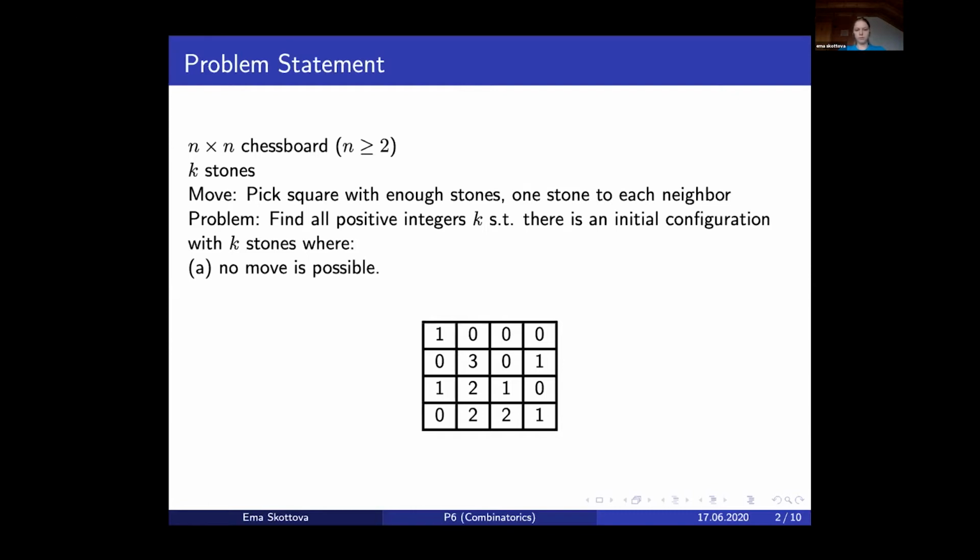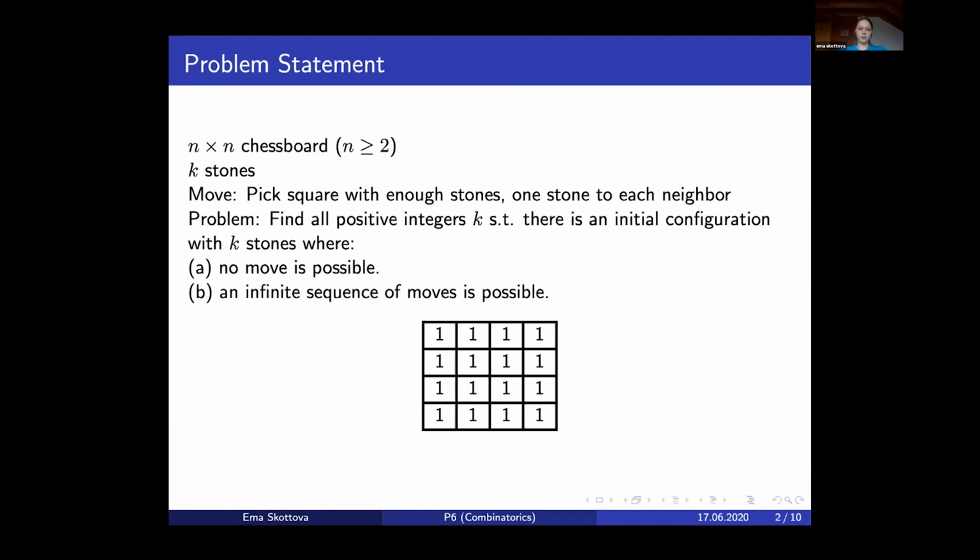Another example would be, well, each square has at least 2 neighbors. So if every square has exactly 1 stone, there are no moves possible. Again, just another example to illustrate part A. And then there's also part B to the problem, where there is an infinite sequence of moves.